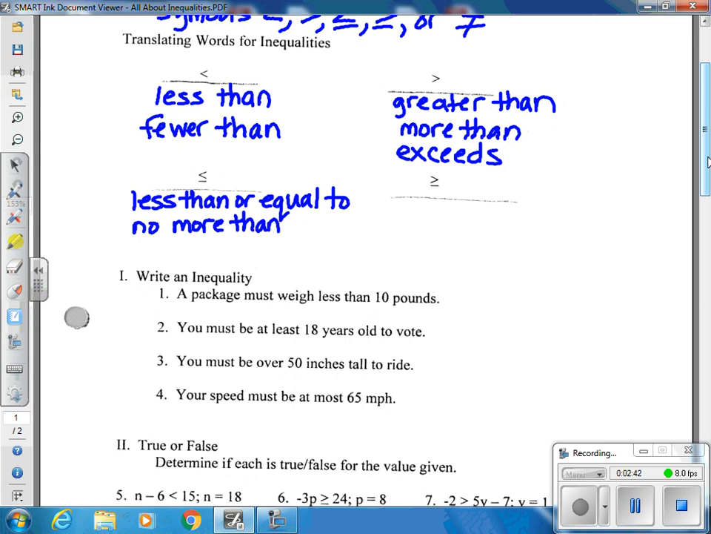Okay, and the other phrase that you're going to see quite a bit of is at most. If you have at most $5, then you have $5, but you have less than $5. You don't have anything more than that. The most you can have is that 5.